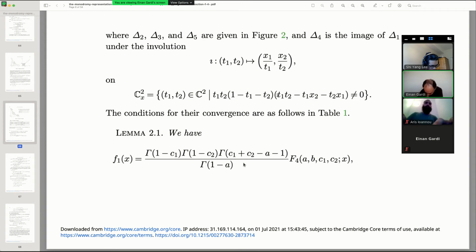Okay, let me try to think about the analogy with the 2F1. The analogy with the 2F1, we have 1 minus x, 1 minus uz to some power. I need to share this screen with you again.